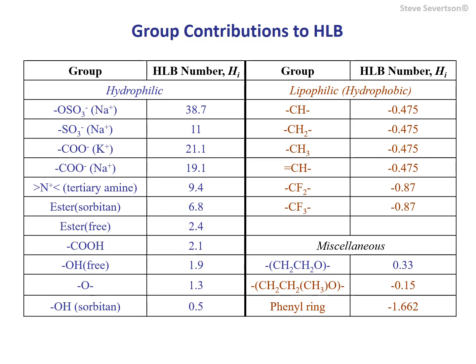Also, take care to only use the sorbitan ester and hydroxyl group HLB values, 6.8 and 0.5 respectively, when considering those functional groups in the hydrophilic head group of surfactants derived from sorbitan. Most notably, these are Span and Tween surfactants, which we will discuss later when we take up the topic of emulsions.